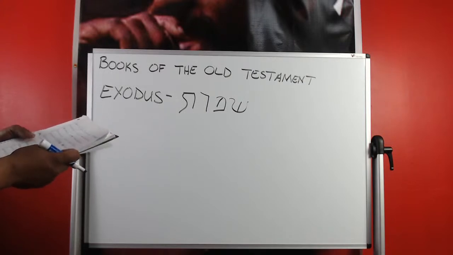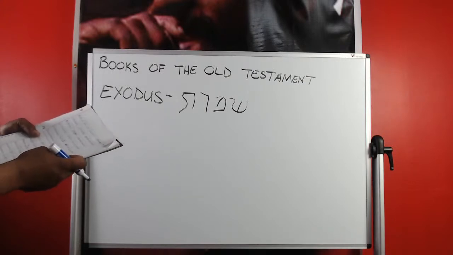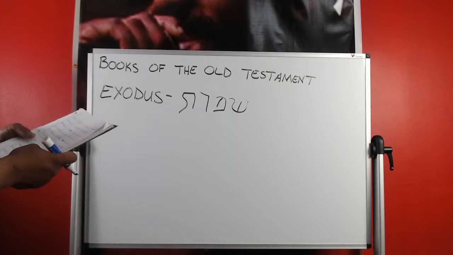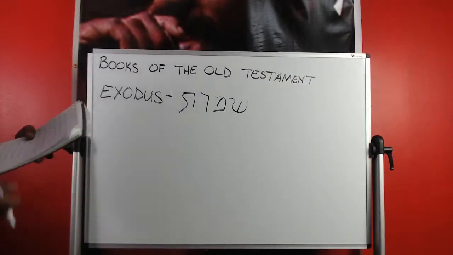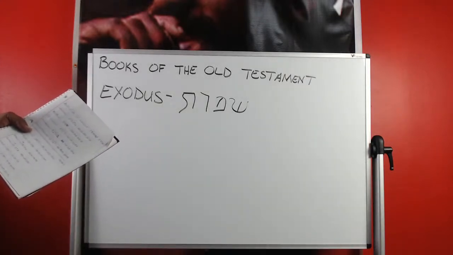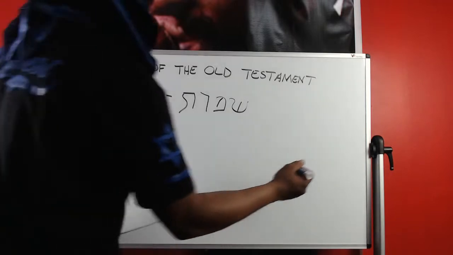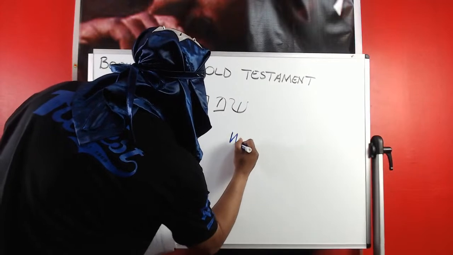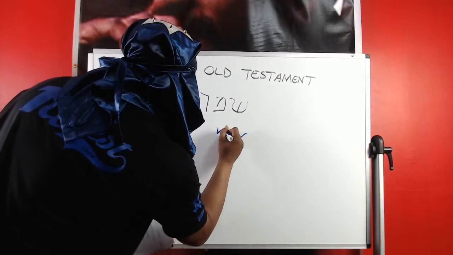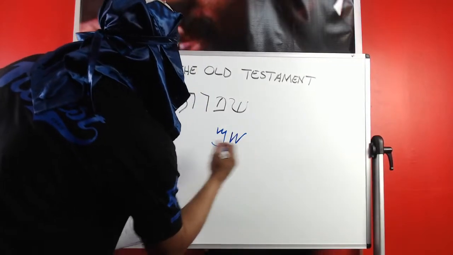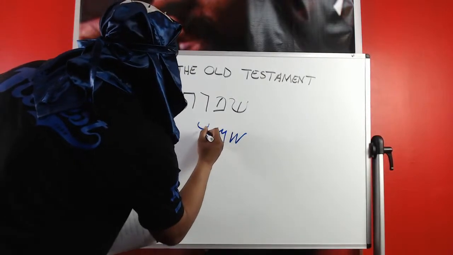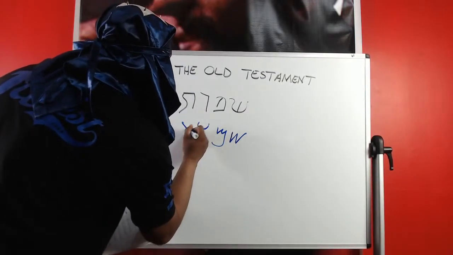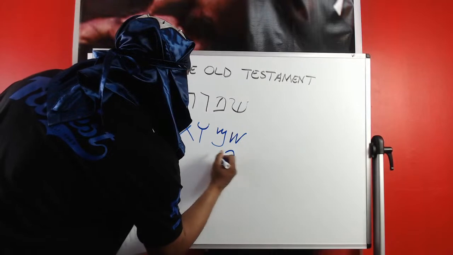If I'm thinking this right, it would be Shamawat. Very good. Shamawat. All right, let's see. Shamawat. When we do our ancient Hebrew, we have our bumpers and bridges.